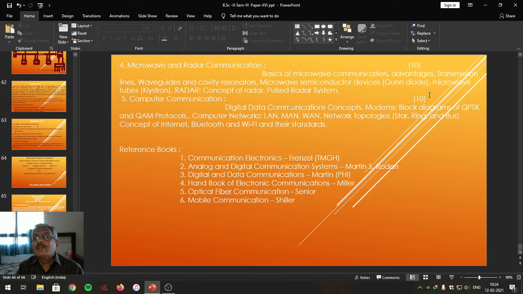Friends, priorly this paper was carrying 100 marks, out of which 70 marks are for the university examination and 30 marks for the college internal assessment. Within the 30 marks, you have to submit home assignments and also appear for the college internal examination if possible.